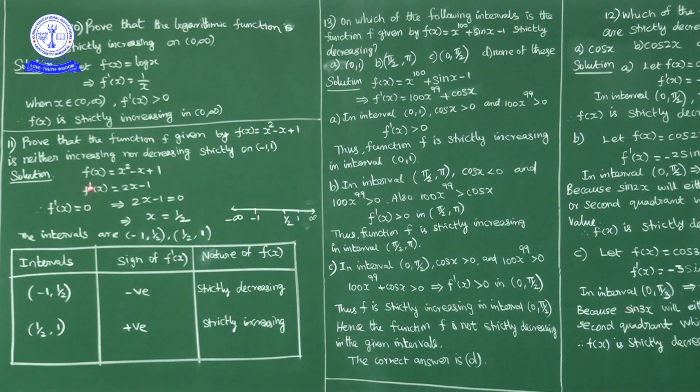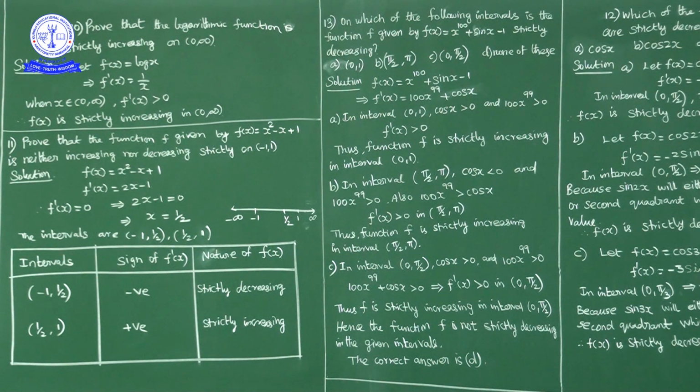So if you put 0, f dash of 0 is what? f dash of 0 is minus 1, which is negative. So in minus 1 to 1 by 2, f dash of x is negative. As f dash of x is negative, f of x is a decreasing function in the interval minus 1 to 1 by 2.